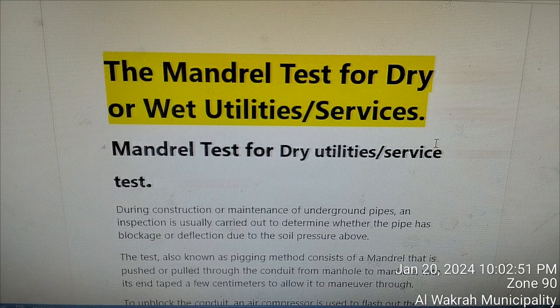There are two types of utilities, dry utilities and wet utilities. As you can see here, first we will talk about the dry utilities. Dry utilities are those utilities where you don't have any contact with the water. It means no water is passing inside these utilities. That's called dry utilities. For example, the Qatar Armed Forces line, the State Security SSD lines, state security lines, telephone lines, ELV lines. These are all called the dry utilities.